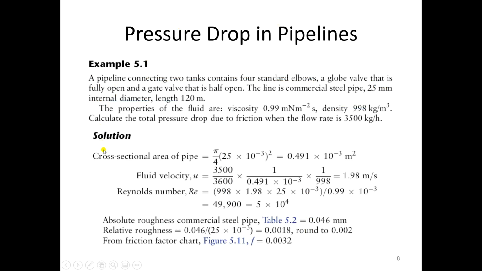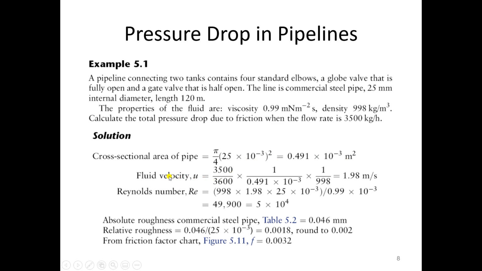Okay, go back to this. So the solution. First, we need to find the cross-sectional area of the pipe, as usual, using pi over 4 d to the power of 2. Then what we get is 0.491 times 10 to the minus 3 meter squared. Okay, so that's the cross-sectional area. Remember, we make sure the units are consistent. This one is millimeter, then we convert to meter, so it becomes meter squared.